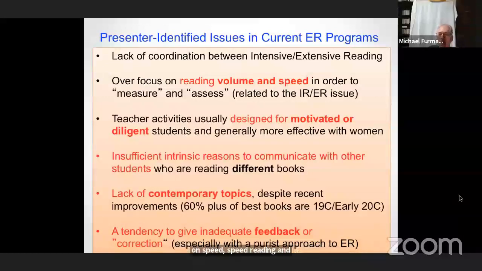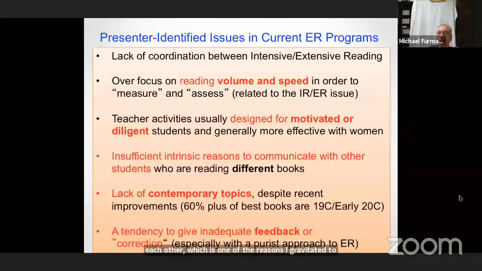Another issue is that ER tends to work best with the most motivated and diligent students, often female students. Another thing is, if we're reading different books, there isn't enough intrinsic reason to communicate with each other, which is one of the reasons I gravitated to reading circles.